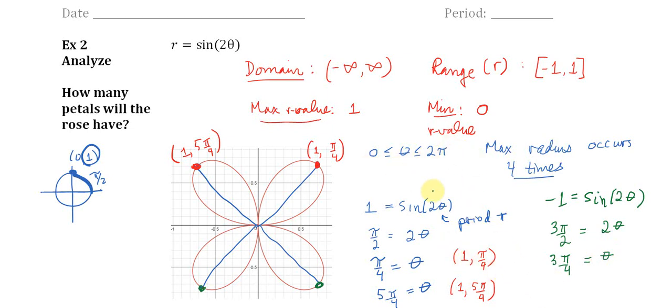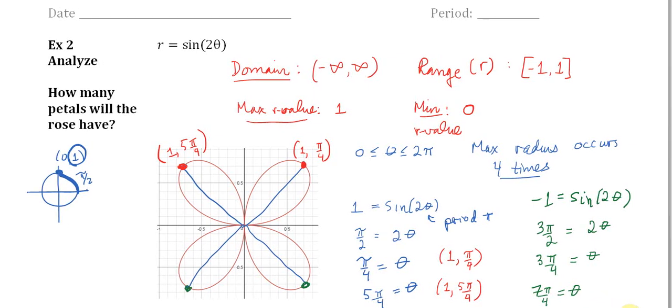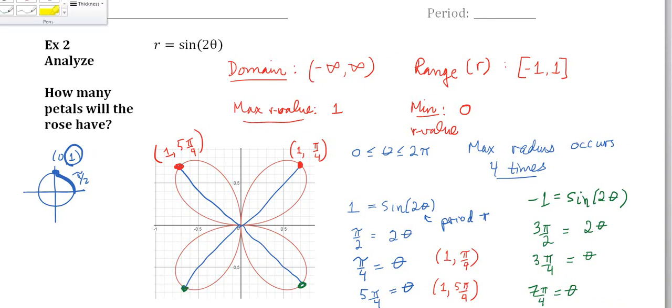Now keep in mind the period of this function is pi, so we're going to get another point at pi plus 3 pi over 4, or 7 pi over 4 is equal to theta. All right. So what do we have here? Well, the other points that we might be able to identify here is when r is equal to -1 and theta is equal to 3 pi over 4, or when r is equal to -1 and theta is equal to 7 pi over 4. Okay. And let's see where that applies.